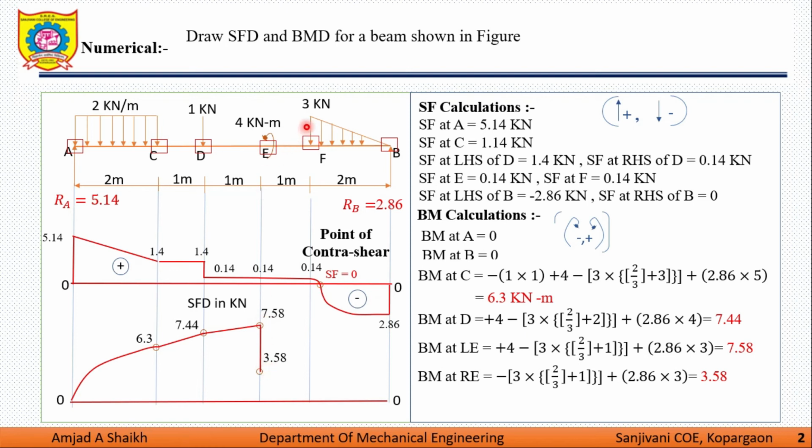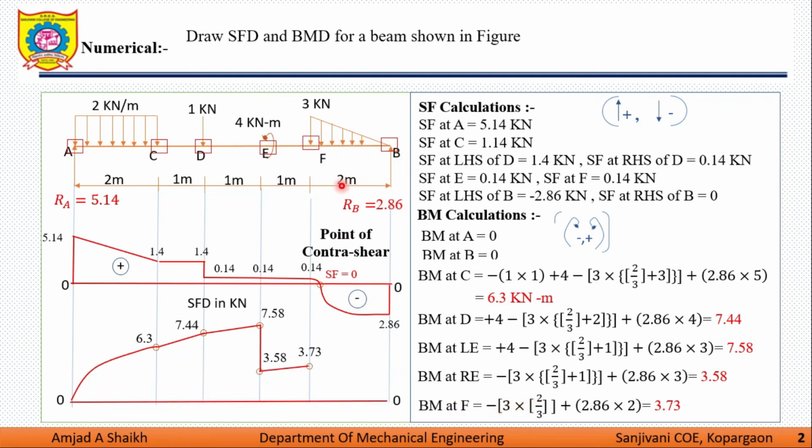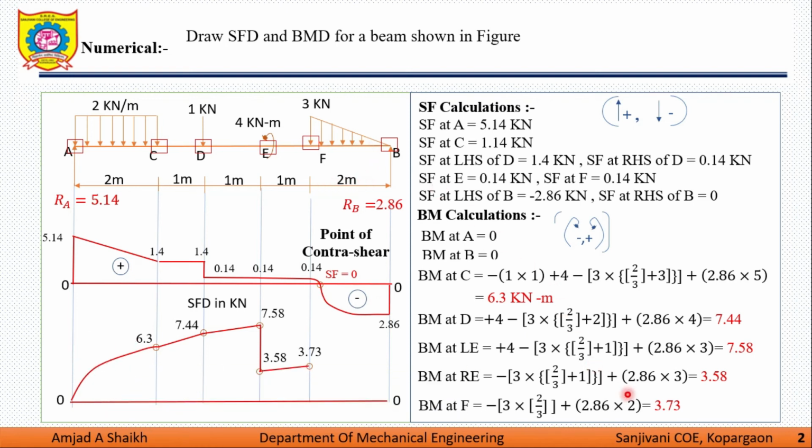Now we are moving from point E to point F, bending moment at point F. So we have a UVL over here. So 3 is the point load and this much distance is 2 by 3. So moment of UVL is 3 into 2 by 3, anti-clockwise in nature. Then 2.86 into 2 is the clockwise moment. So we get moment at F is 3.73 over here, which is represented in the diagram. So this is how we have achieved the SFD and BMD up to this point.